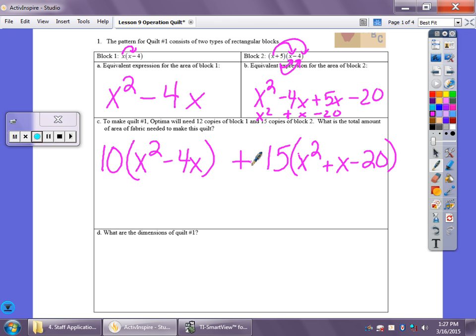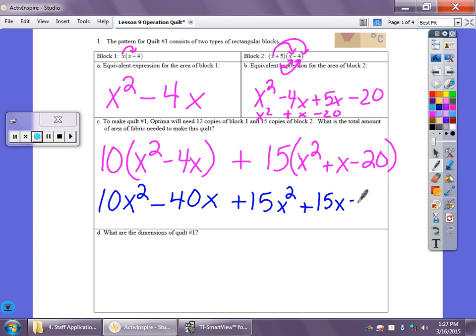So the first thing I'm going to do is handle the distribution on each of the problems. So I'm going to distribute the 10. So 10x squared minus 40x. And then I'm going to do 15 times x squared, which is plus 15x squared, plus 15x minus 300.